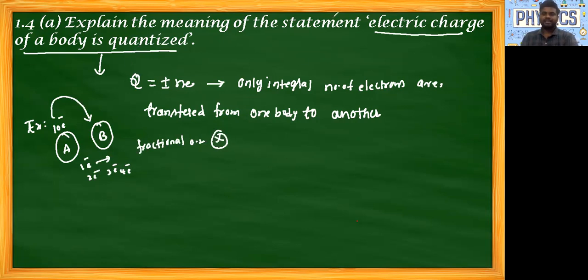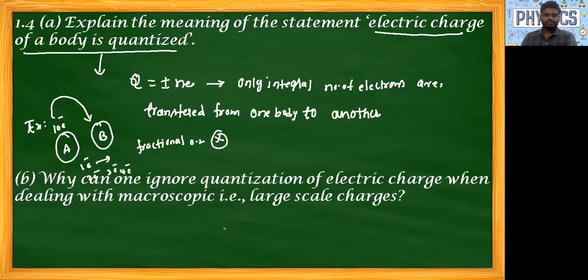Next, in this question we have another part. B part. What do they ask here? Why can one ignore quantization of electric charge when dealing with macroscopic, that is large scale charges?